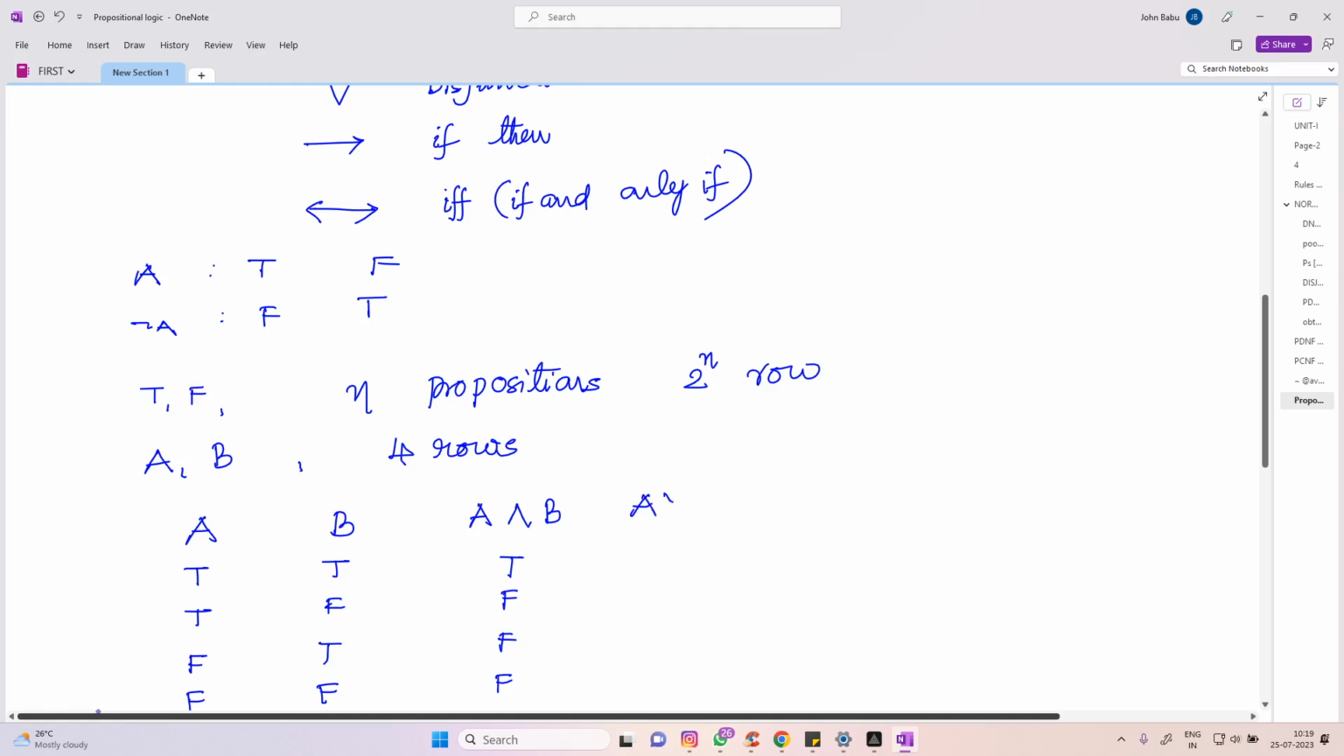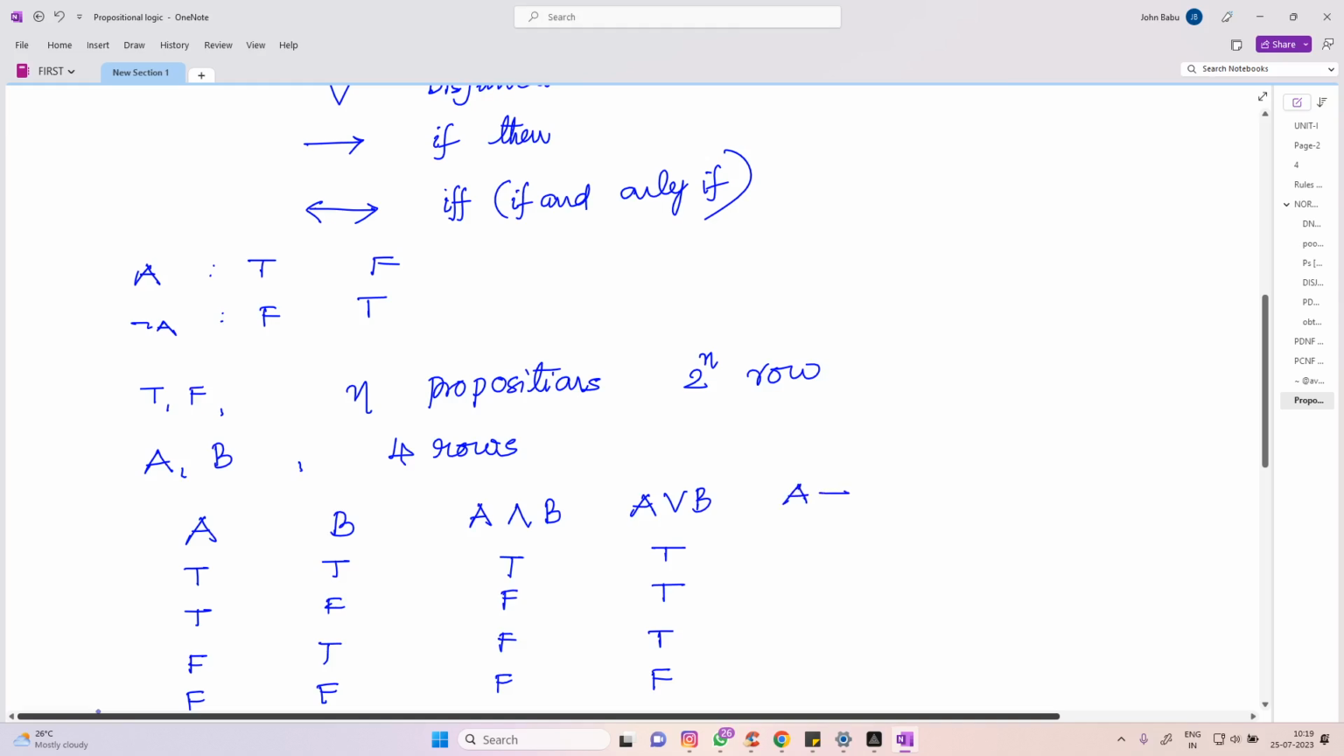Now coming to the disjunction, this is something like addition. So 1 plus 1 is 1 here, not 2. 0 plus 1 is 1. 1 plus 0 is 1. 0 plus 0 is 0. So A disjunction B is true for all the three cases except when both are false.